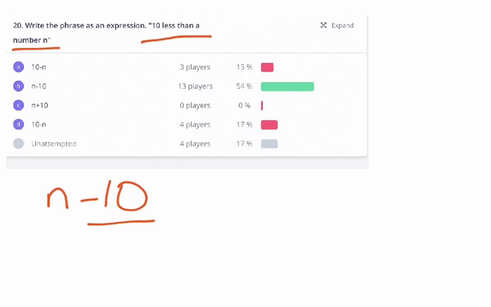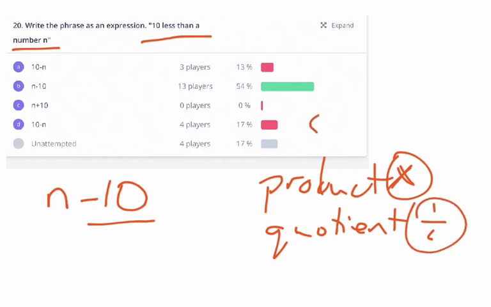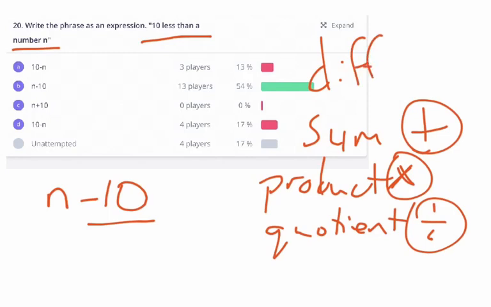Okay, so remember product is the answer to a multiplication problem. The quotient is the answer to a division problem. Sum is the answer to an addition. I think I said that right. I wrote it correctly. And then difference is when we subtract.